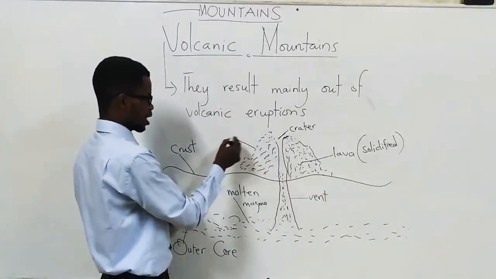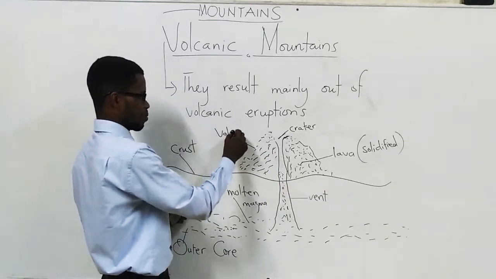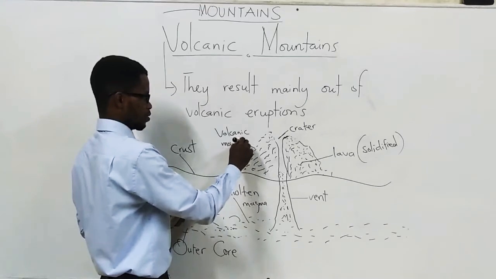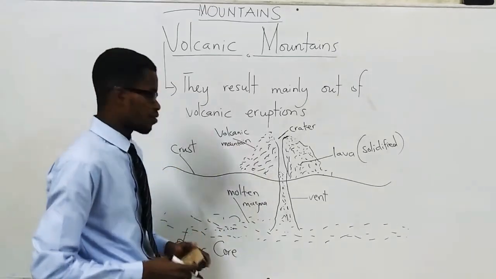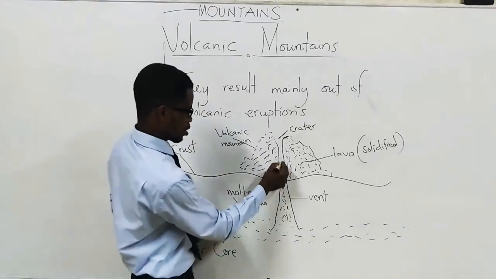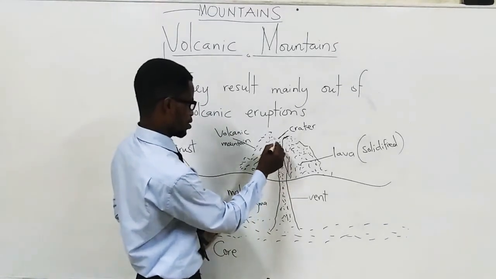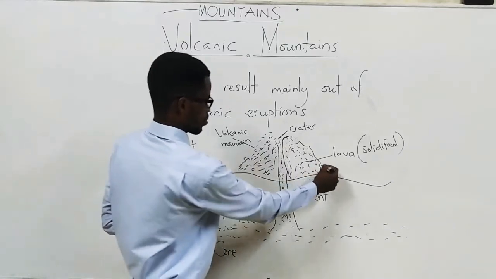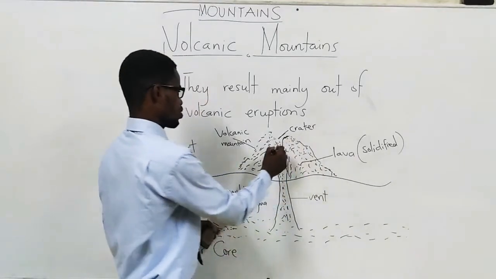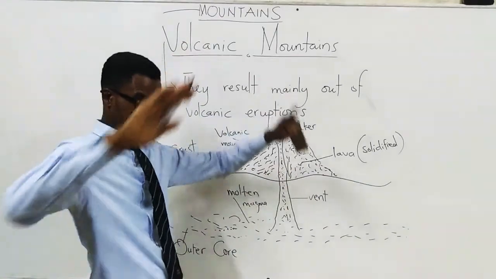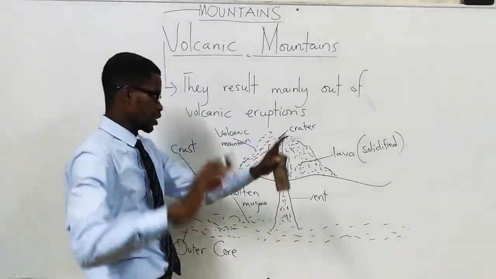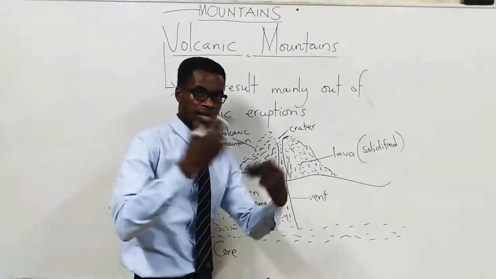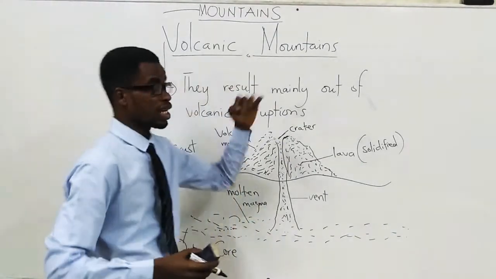So this now becomes our volcanic mountain. So we now have our volcanic mountain. So that is the passing through the vent. Then it takes a shape like this, the shape of a cone, a cone in that nature. So beautiful. You should be able to sketch this and then describe how a volcanic mountain forms.